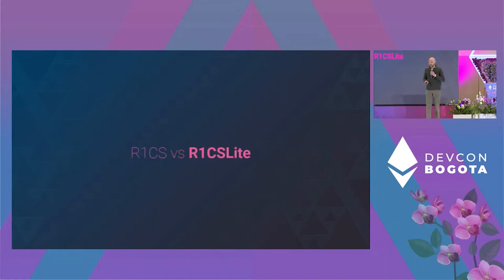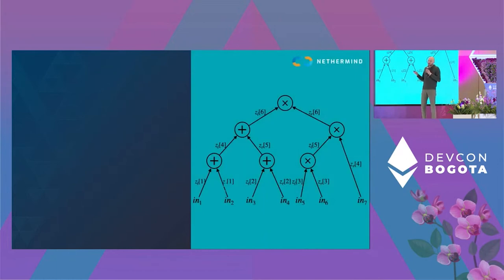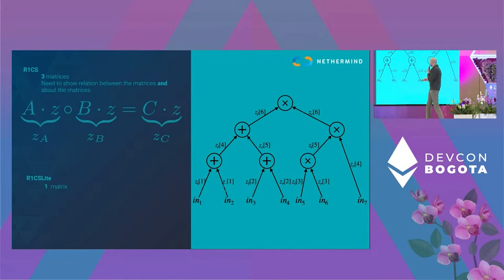Okay, so let me tell you about the difference between R1CS and R1CS Lite. We start with an arithmetic circuit as usual, and we have some left input gates in the circuit, some right input gates, and some output gates. These gates are encoded into three matrices. Matrix A corresponds to left input gates, B corresponds to the right inputs, and C corresponds to outputs. And then we have Z that corresponds to evaluations on these gates.